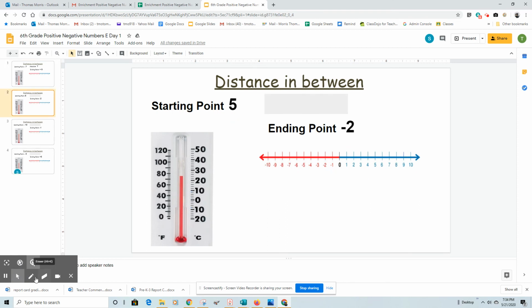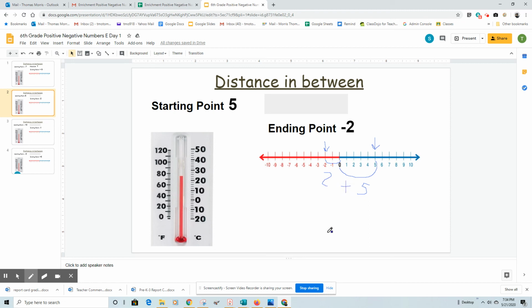Our starting point is 5, and our ending point is -2. Here's my starting point, and my ending point is -2. We're asking how far away is it? I can use my number line, and I can do a jump to go from 5 to 0. That's 5. And then from 0 to -2, that would be 2. So I would add the 2 together.